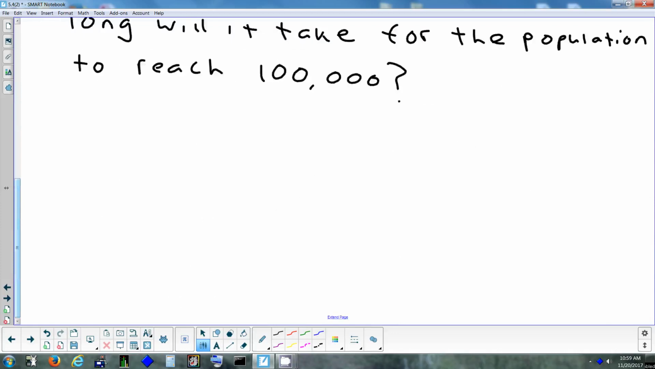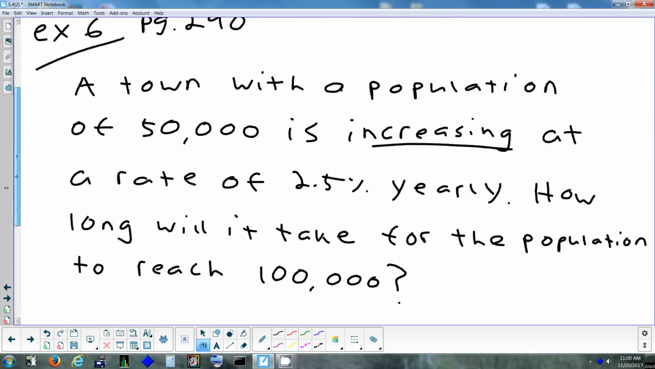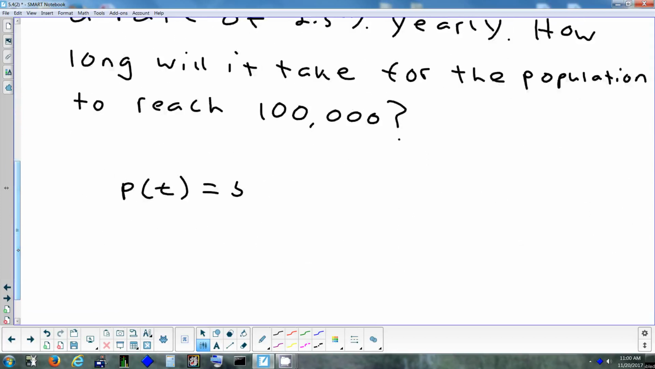All right, so let's start with our population as a function of time. So what do you start with in the exponential growth formula? Does anyone remember? First thing you write down? Yeah? Initial population. Yeah, the initial, whatever it is, in this case, a population.